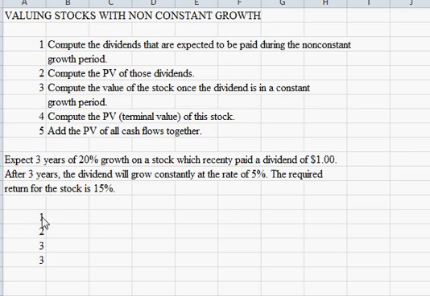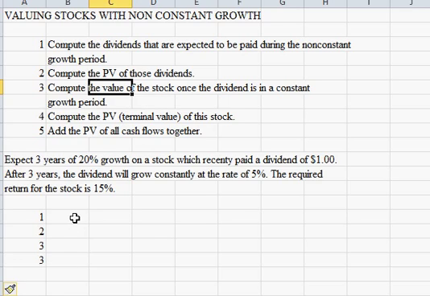So the first thing we do is, however long the expected super growth is going on, we number. So 1, 2, 3, and then we repeat the 3 again, because that's what we'll use to find our constant growth. So if it was going to have 2 years of super growth, we'd have 1, 2, 2. 4 years, you'd have 1, 2, 3, 4, 4.